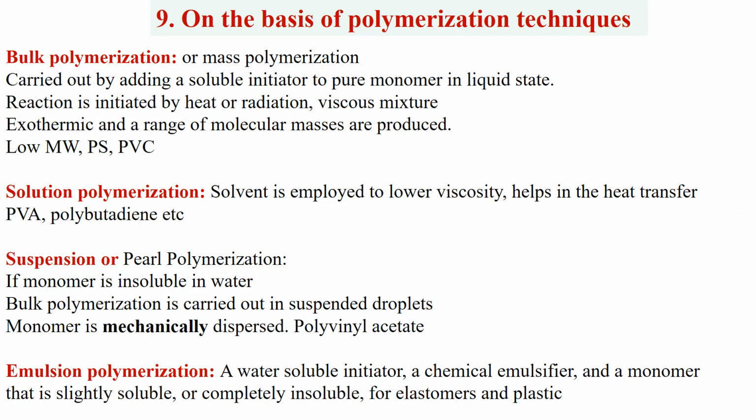And at last, on the basis of polymerization techniques. Bulk polymerization or mass polymerization is carried out by adding a soluble initiator to the pure monomer in liquid state, and this reaction is initiated by heat or radiation, which results in a viscous mixture of the polymer. The reaction is highly exothermic, and the disadvantage is that a range of molecular masses are produced which are usually low molecular mass. Examples are polystyrene and polyvinyl chloride.